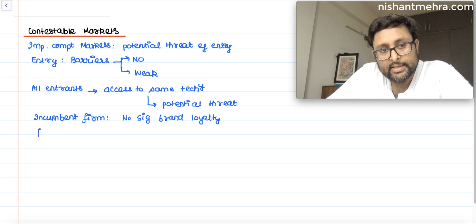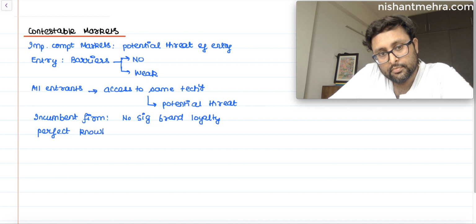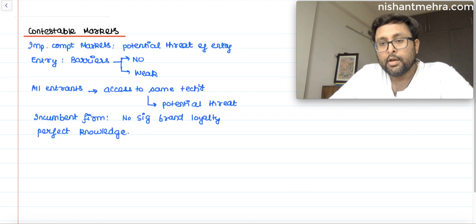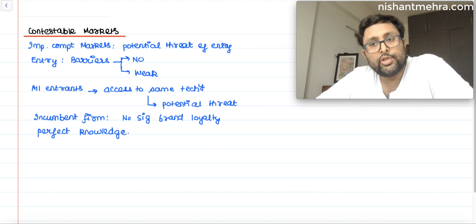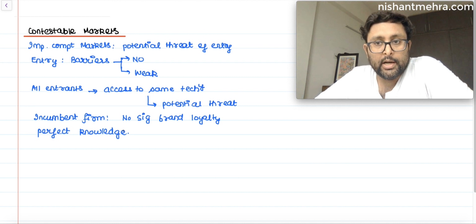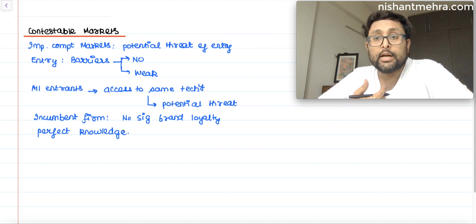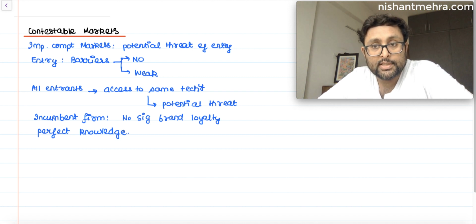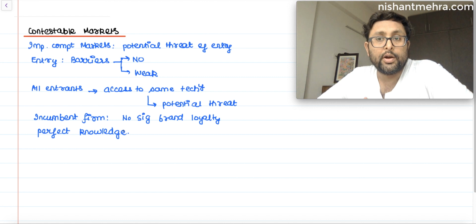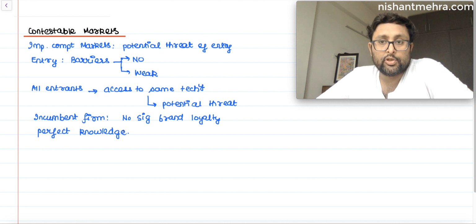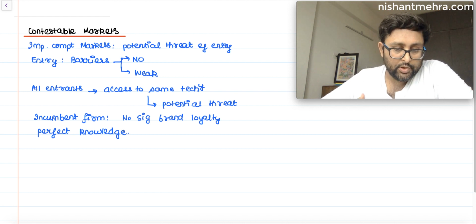Then there exists perfect knowledge. What do we mean by perfect knowledge? For example, you are an incumbent firm and I'm the entrant. I have complete information about the kind of product which you are selling. I have complete knowledge about the processes which you are using, and I know that I can replicate your product completely. If I have perfect knowledge about that, that also creates a potential threat of entry, or a potential threat of competition.